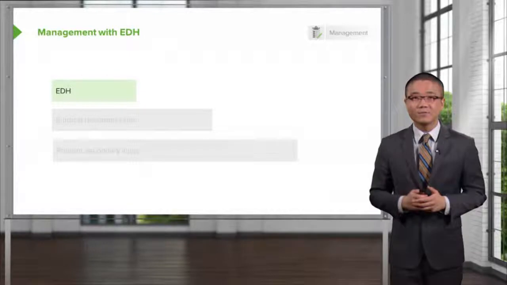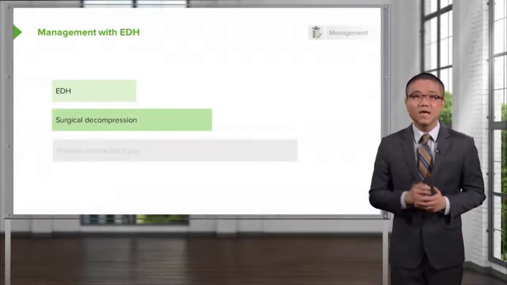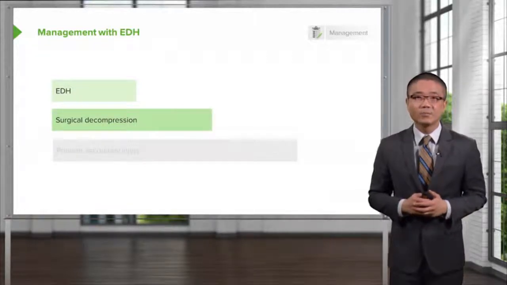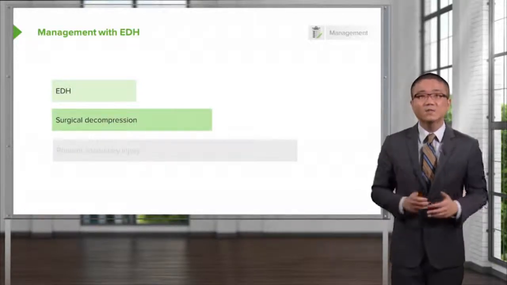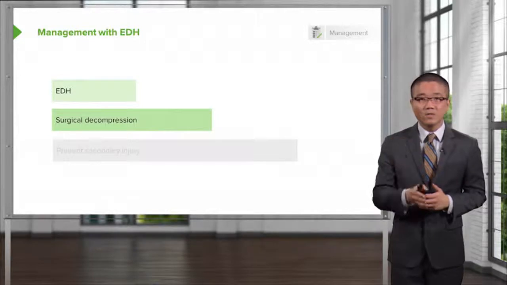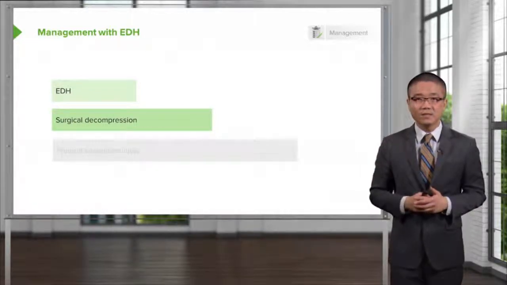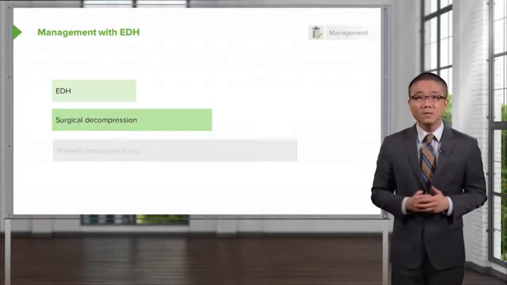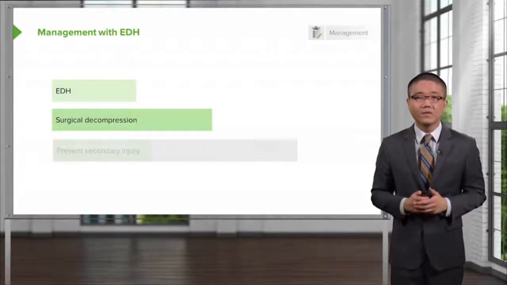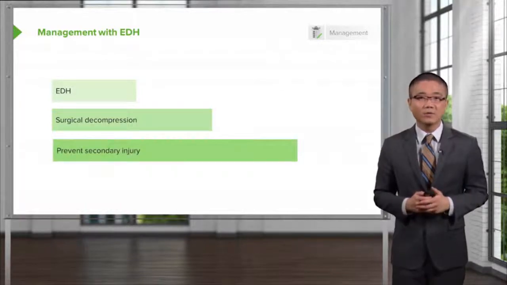How do we manage an epidural hematoma? Most epidural hematomas, unlike subdural hematomas, require surgical decompression. If a clinical scenario is presented to you where a patient sustains a high velocity or high impact brain trauma and they demonstrate a lucid interval, I encourage you to hold epidural hematoma high on your differential list and elicit surgical decompression. Once again, like any traumatic brain injury, we want to try to prevent secondary injury.